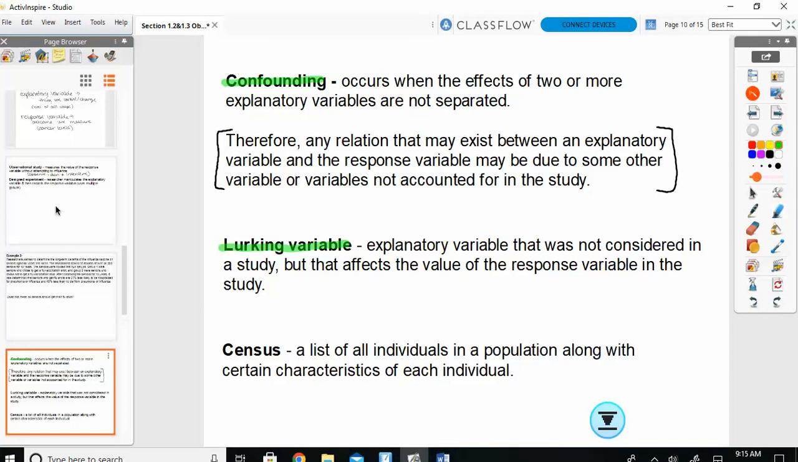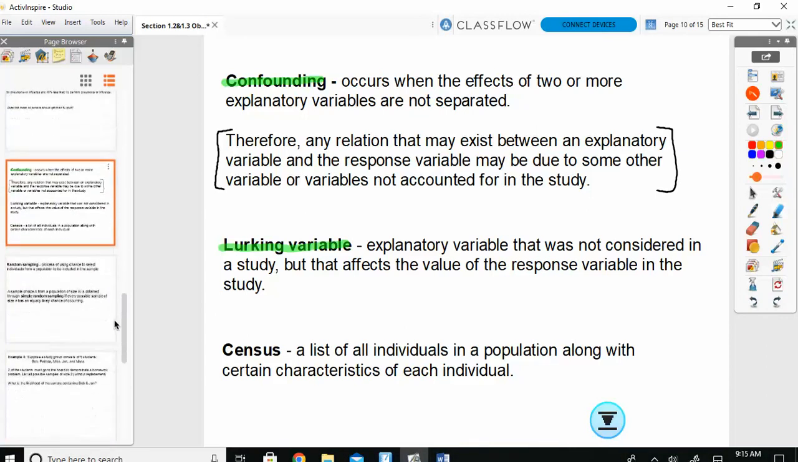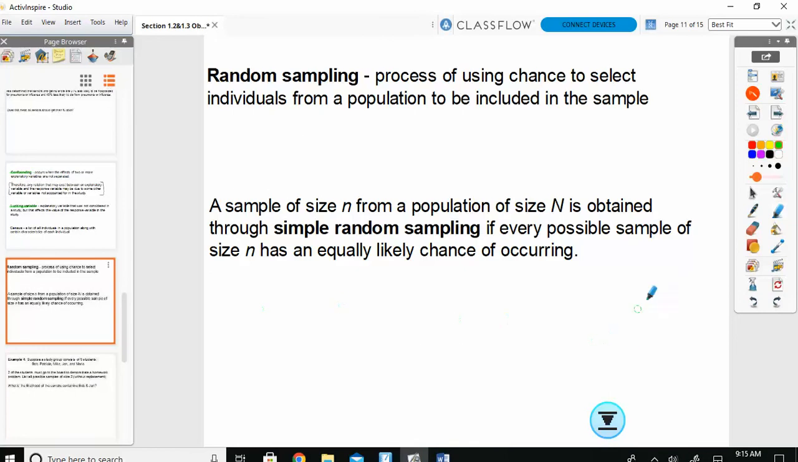Did everybody get that one written down? Last two definitions for today.